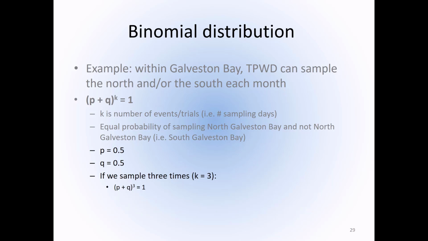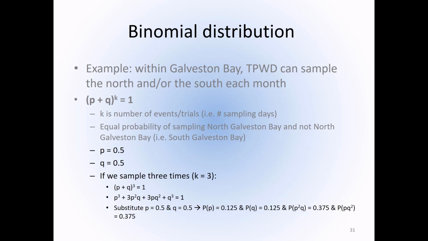Now we can continue to extrapolate this. Let's say that TPWD goes out 3 times. We can put 3 in for the exponent of K. We can multiply out our function, and then we can substitute in 0.5 for both P and Q, and we can find that our values of only sampling in one region of the bay tend to decrease, whereas sampling in multiple regions of the bay tend to increase.